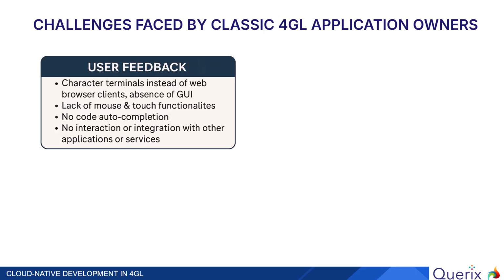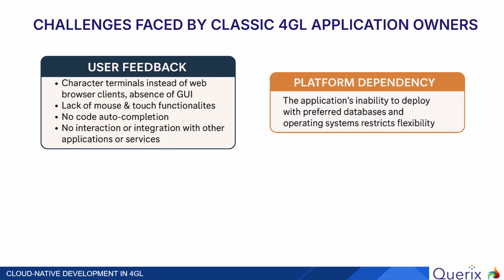First of all, in Informix 4GL, the user feedback is complicated. There is no UI, just character terminals, and no mouse and touch functionality. The classic apps don't have interaction or integration with other applications and services, and lack code auto-completion. Second, the application written in Informix 4GL has a strict platform dependency. The application's inability to deploy with preferred databases and operating systems restricts flexibility.